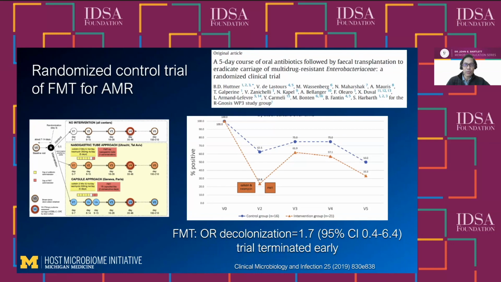Now, in this particular trial, there was a trend towards decolonization in the patients who received FMT. The odds ratio was 1.7, but given the fact that they didn't reach their anticipated enrollment, mostly because they found it very difficult to enroll patients here, and the trial was terminated early, the confidence interval did span 1. So it's suggestive, but did not show that FMT was able to decolonize the patients here. And again, this may actually have something to do with the variations in how FMT was administered. Moving forward to the next slide, please.